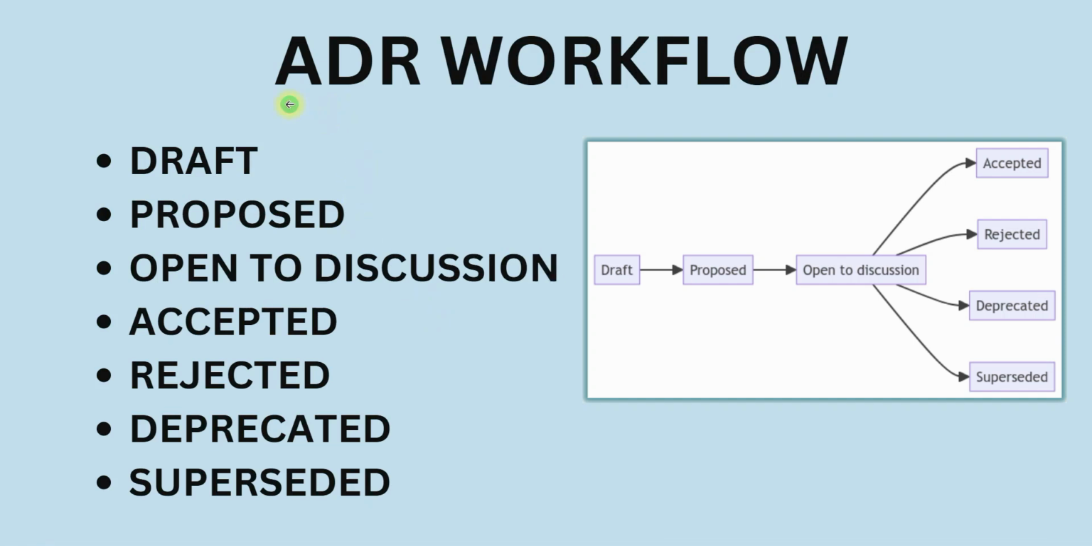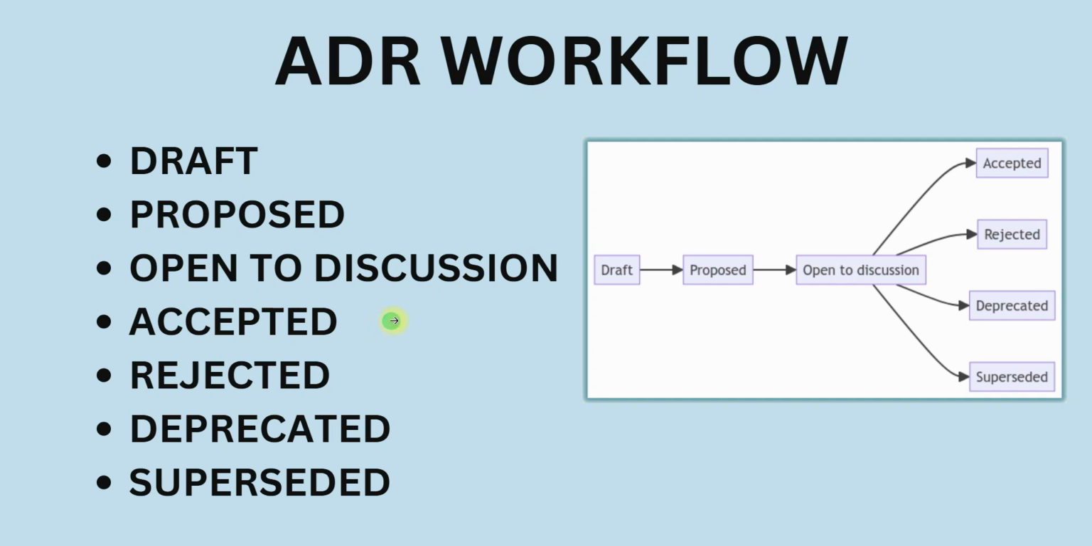So like I said, this is the ADR workflow where status will progress from one state to another state. When we create the ADR, the first status would be draft, and once the draft is completed and we put all the meaningful things into it, then we propose it to the stakeholders. Once it is proposed, all the stakeholders will sit and open a discussion on the ADR to see all the options and find the best viable option. And then once they come to a decision, it moves to either accepted or rejected.